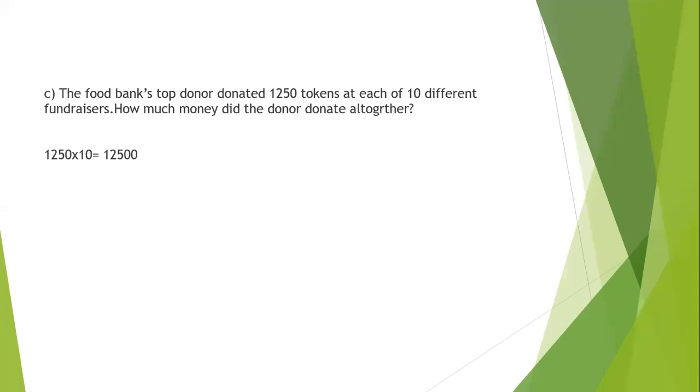Number C: the food bank's top donor donated 1,250 pounds at each of 10 different fundraisers. How much money did the donor donate altogether? Okay, so I have to multiply 1,250 by 10. So we will multiply, we will not divide, to get the total money that the donor donated.